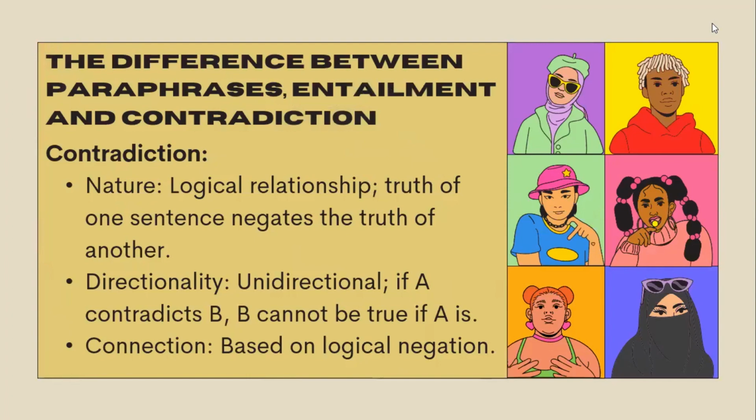And contradiction, in nature, is a logical relationship. The truth of one sentence negates the truth of another. It's unidirectional. If A contradicts B, B cannot be true if A is. So the connection is based on logical negation.